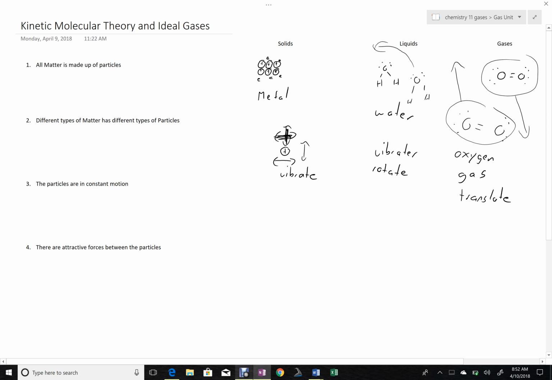And finally, there are attractive forces between the particles. In solids, we say the attractive force is much greater than their kinetic energy. And so the particles in a solid remain bound in location by those forces.